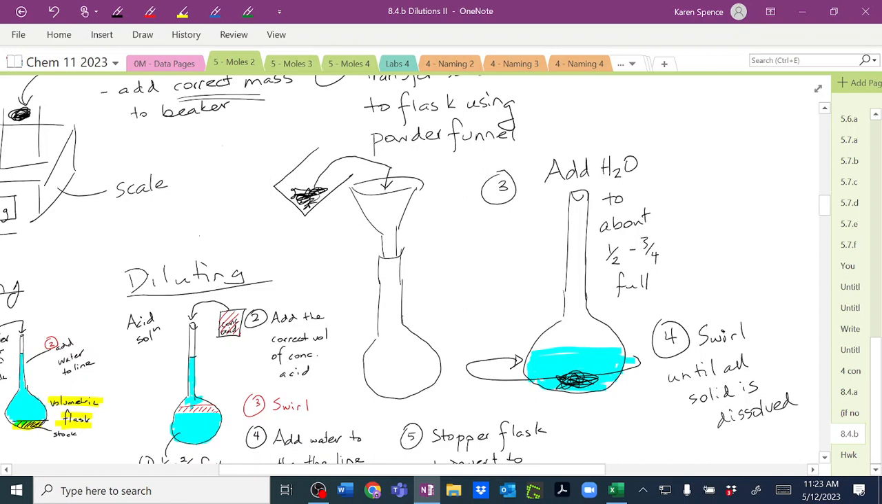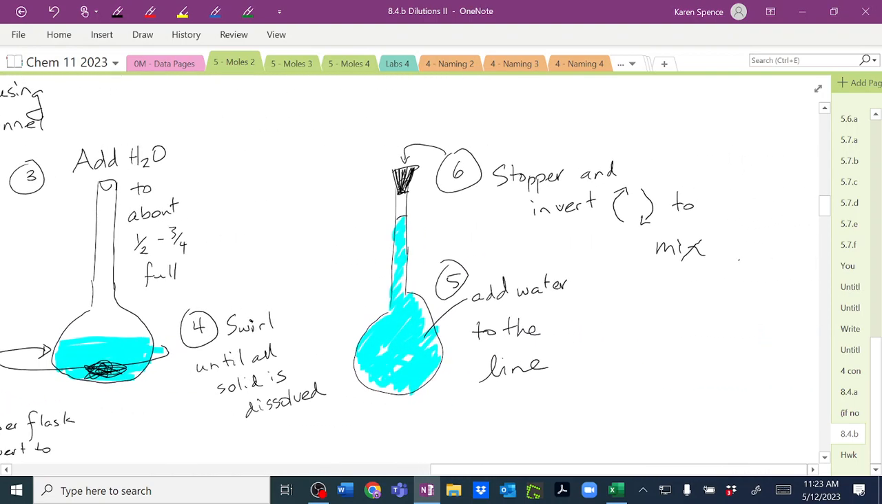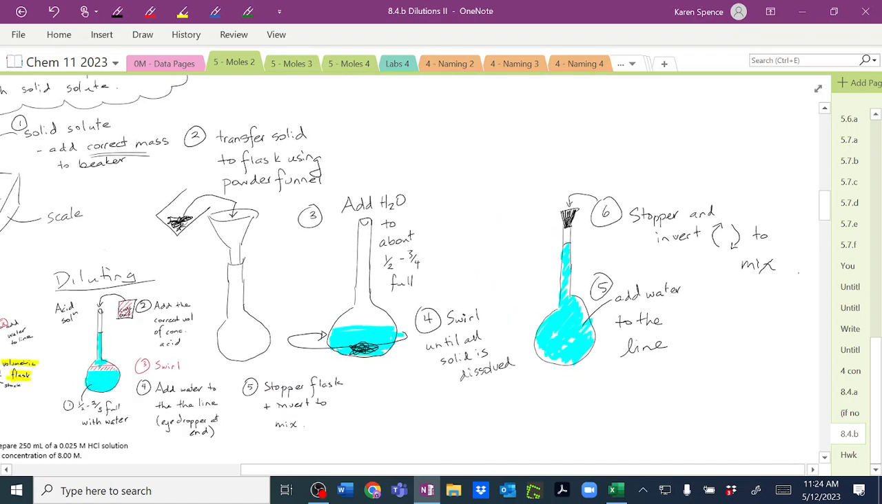Okay, my pen's not working anymore. We swirl until it's all dissolved, and then finally we add water to the line, and then we stopper it, and then we invert to mix it. And see, even though step 6 is above step 5, because they are numbered, I know what order they're supposed to go in. Yes? Okay. So that's pretty much it. You should be reminding yourself of that over the weekend, as well as the procedure for diluting.